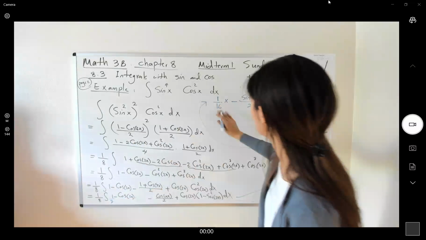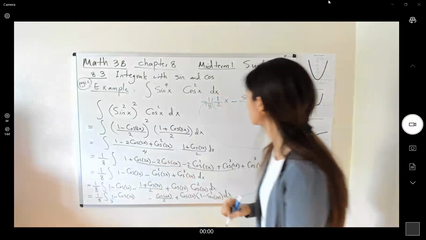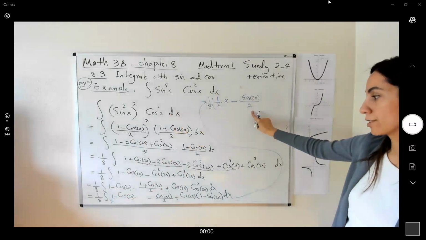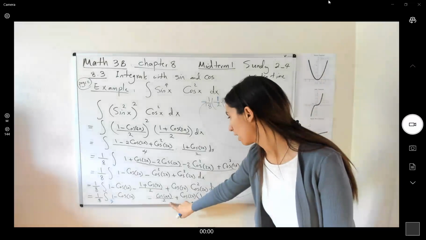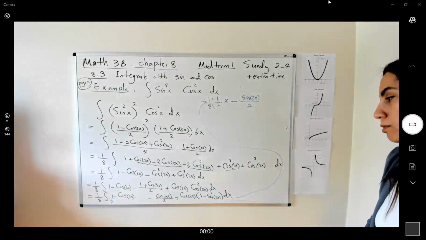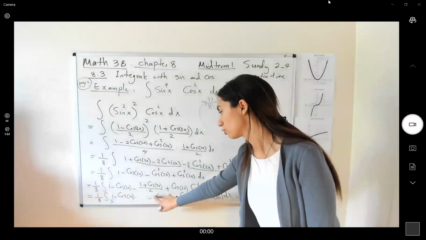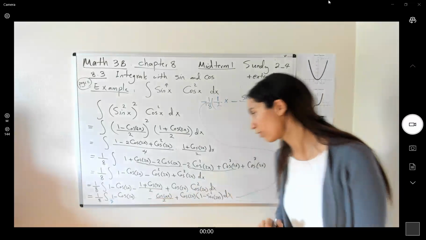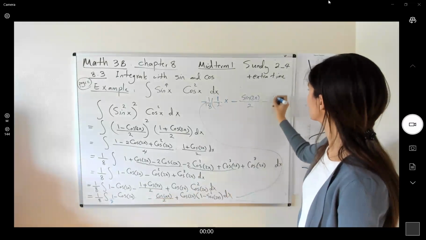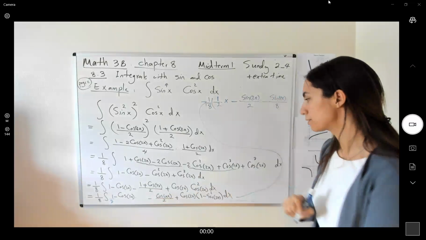And here, let me write 1 over 8 outside, then distribute. It's easier that way. So the integral of cosine 2x is a half sine 2x. Then here you have cosine 4x divided by 2. So when using u-sub, we need to see 4 here. We don't have 4, so we divide by 4 as well. We get minus sine 4x divided by 8.